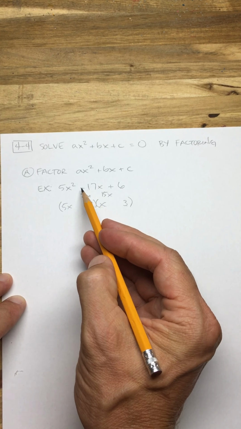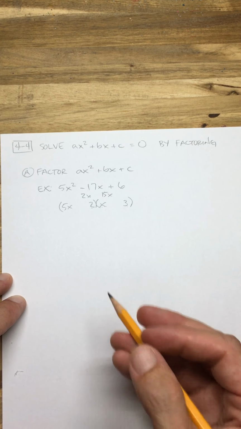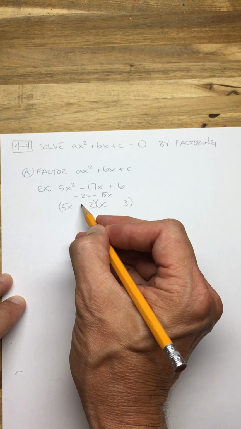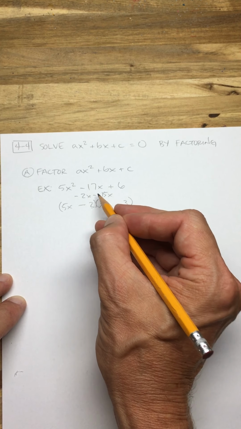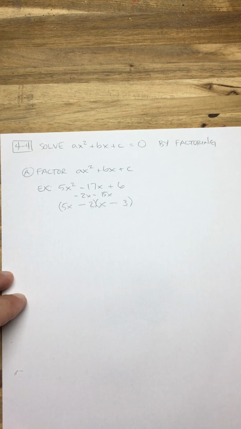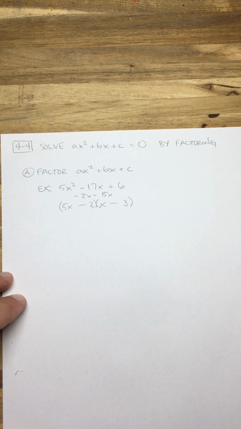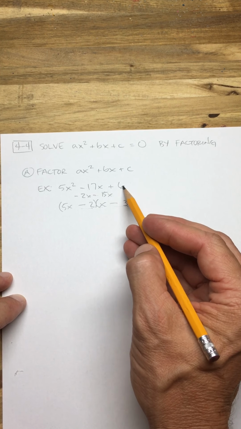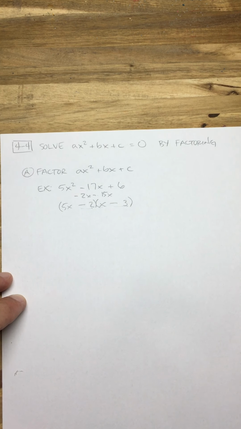Now I look above it, I'm trying to get negative 17x. I can do that if both of these are negative, okay? So the negative with the 2x goes here, and then this negative right here goes right here. And it's factored all the way. And then one thing to do is double check. What is negative 2 times negative 3? That's positive 6. Check, we did it, okay?